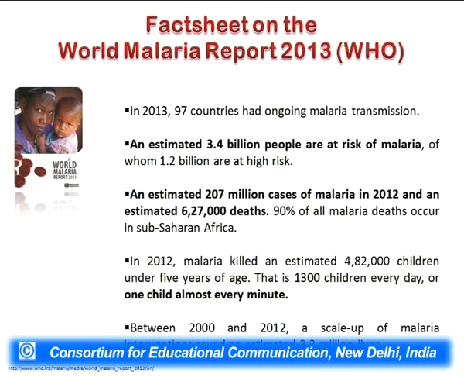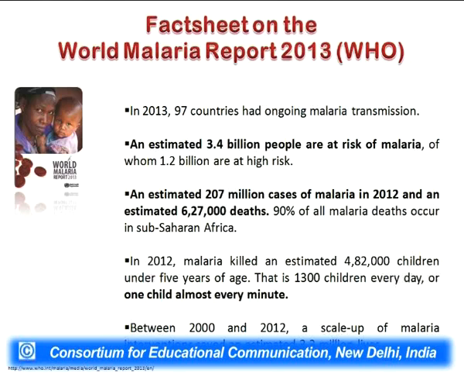Now, the malaria report published recently in 2013 by the World Health Organization says that about 97 countries throughout the world are suffering from malaria transmission, and about 3.4 billion people are at risk of malaria, of which an estimated 627,000 deaths are occurring, of which 90% of the cases are reported from sub-Saharan Africa. The individuals most susceptible to malaria are small children of the age of 5 and below. So most of the deaths are occurring in this category. And it has been said that almost one child is dying every minute because of malaria, which is really alarming.